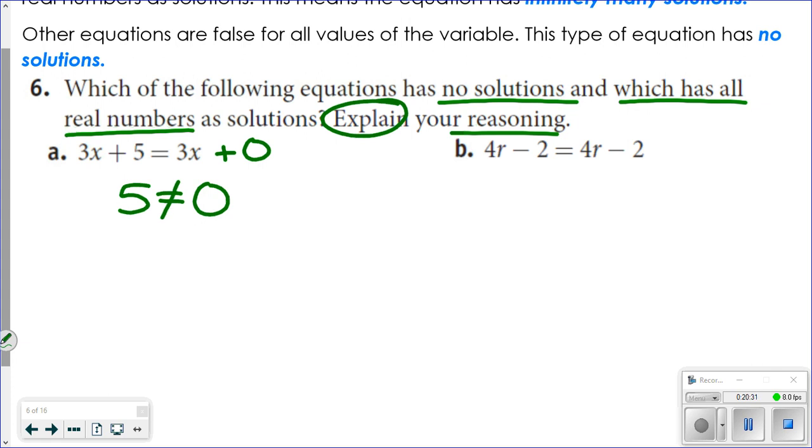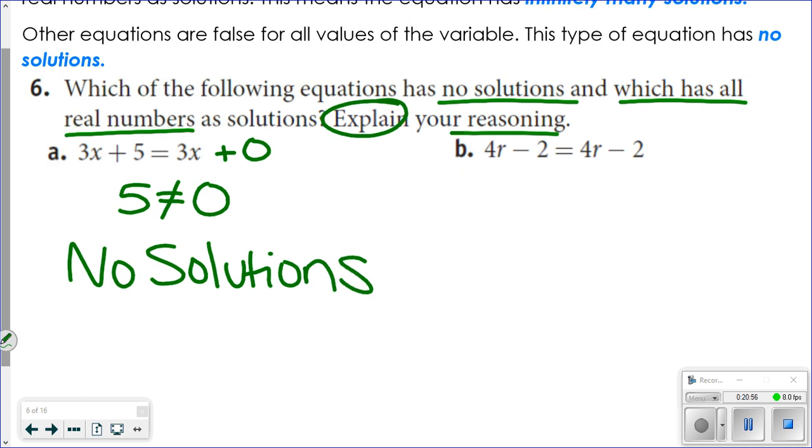No. If I'm plugging in 3 times 1 plus 5, that's not going to equal 3 times 1 plus nothing, plus 0. Or 3 times 2 plus 5 is not going to equal 3 times 2 plus nothing, plus 0. So this one has no solutions because on one side we're adding 5, on the other side we aren't adding anything, or we're adding 0. That's never going to be equal.